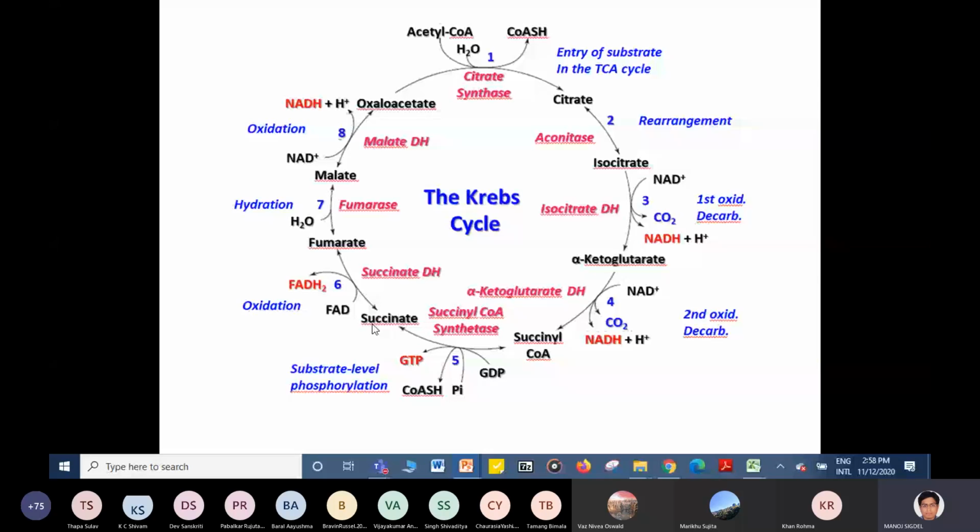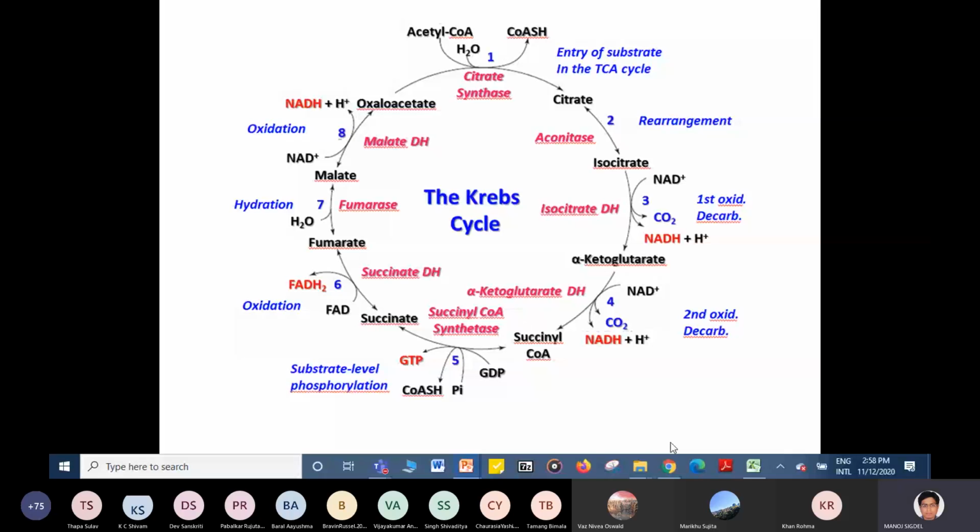Succinate gives fumarate, fumarate gives malate, malate gives oxaloacetate. These steps anyway you have to learn by yourself. Now let's see how many NADH are formed in this cycle. How many NADH can you see here? Now can you see how many NADH are formed here? 3. Okay, 3. 1, 2. Where is the next? 3. 3 NADH. How many FADH2?